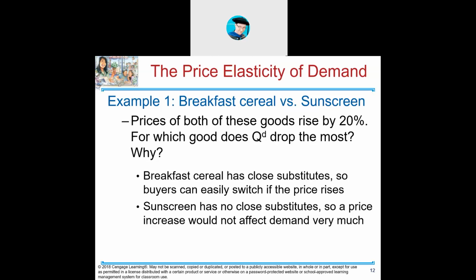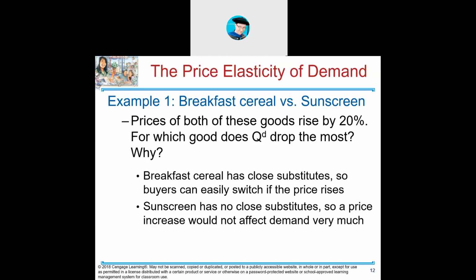So if the price increases on sunscreen, demand won't be too much affected because there's no close substitute. If I can't substitute something, which means I basically have to buy it, the demand's not going to change. It's kind of like breakfast and motor oil. You need motor oil. You can't go without it, and there is no substitute for it. So you've got to pay the extra 20%.